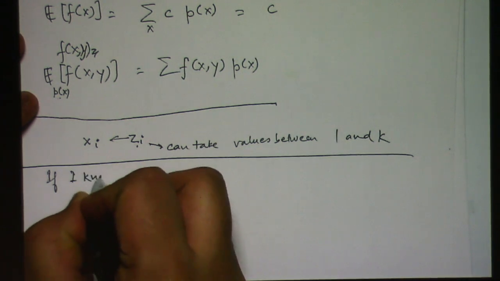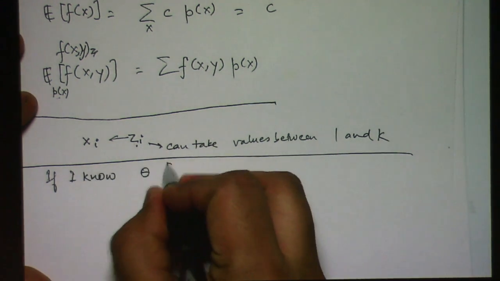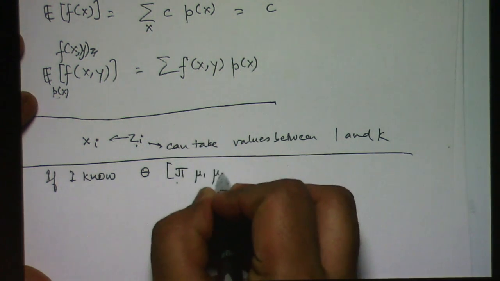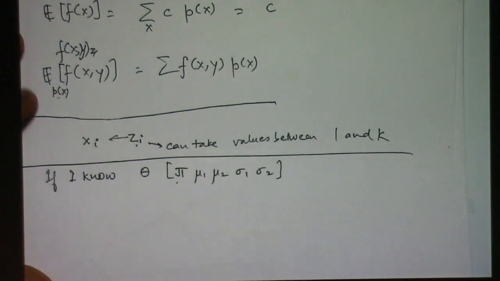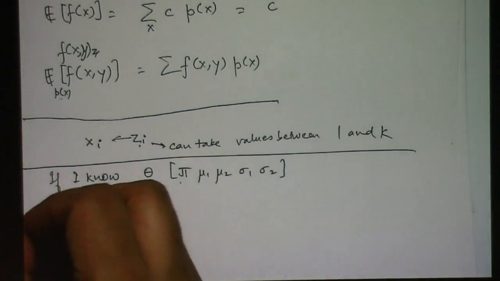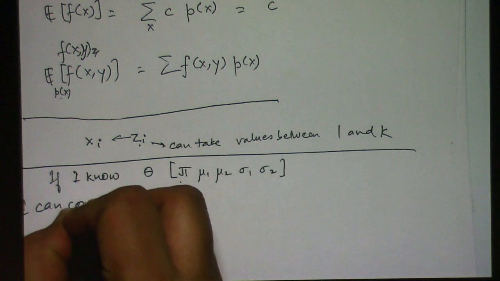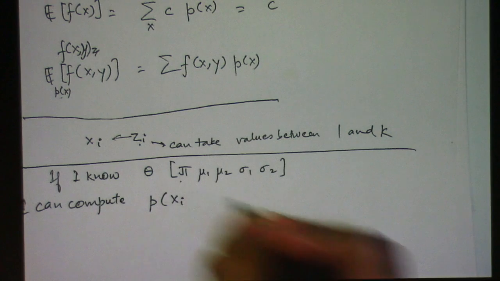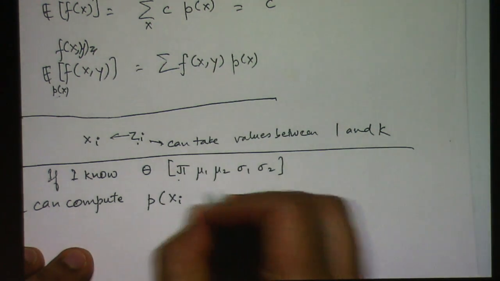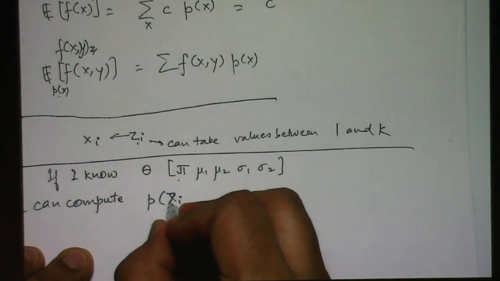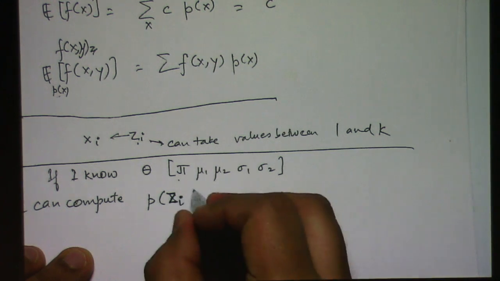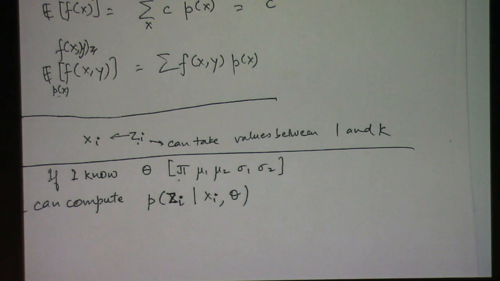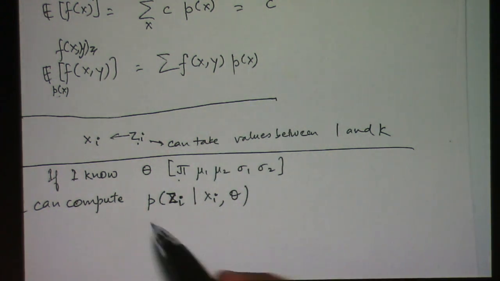If I know theta, which means I know my pi, mu1, mu2, sigma1 and sigma2, how can I compute the most likely value of z_i? We can compute it because we know p of z_i given x_i and theta. How can we write that? We can write that simply by using Bayes' rule.